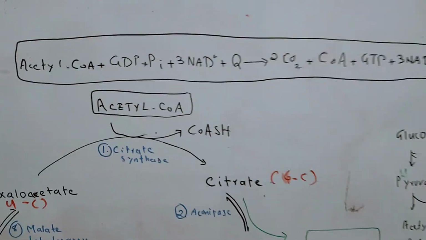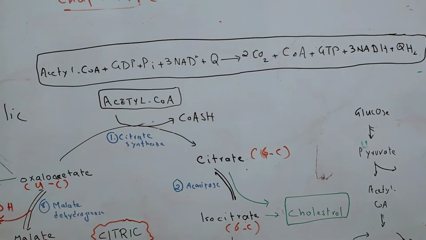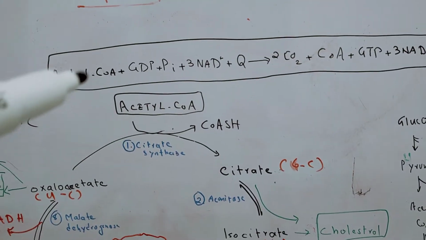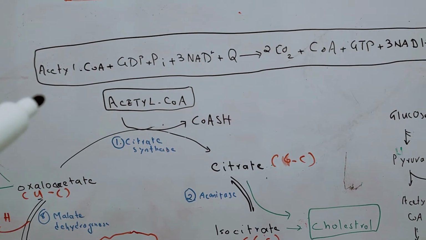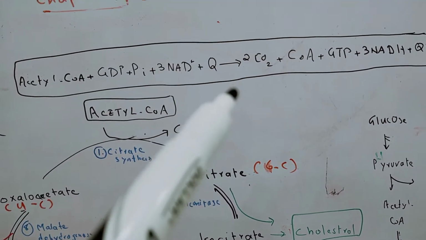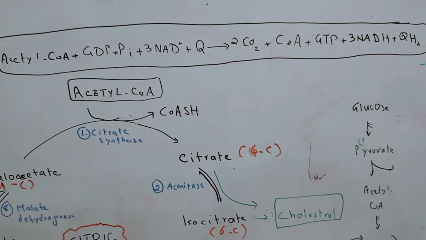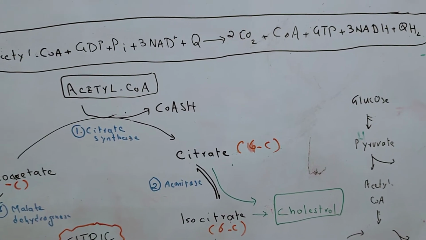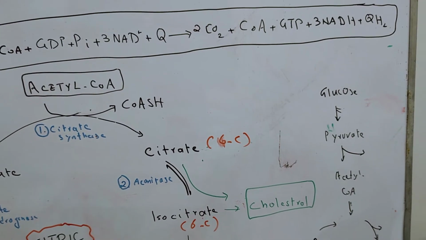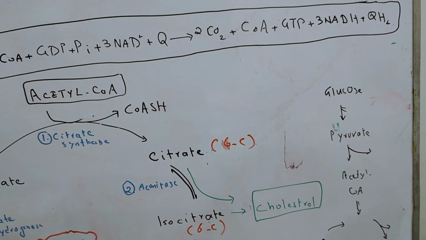So if you look at the overall equation for the citric acid cycle, you will see that acetyl-CoA will be converted into 2 molecules of carbon dioxide plus coenzyme A, and during this process GTP along with 3 molecules of NADH and reduced ubiquinone will be produced.